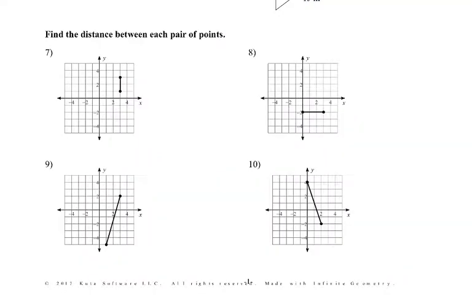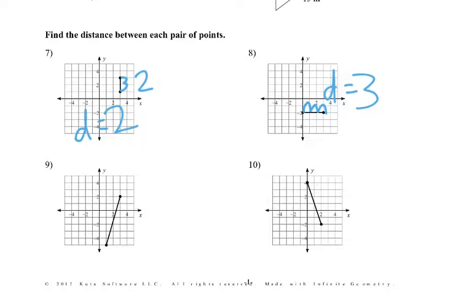Okay, now we want to find the distance of each pair of points. Now, if we look at 7 and 8, we have a vertical and a horizontal line. We like having vertical and horizontal lines as opposed to slanted ones, because then we just count. So from one point to the other, we went a distance of 2, so the distance is 2. Number 8, from point to other point, we go a distance of 3, so my distance is 3. So those ones you can just count. You don't need to use the distance formula or the Pythagorean theorem.